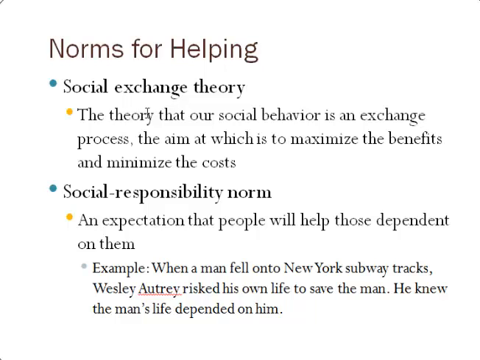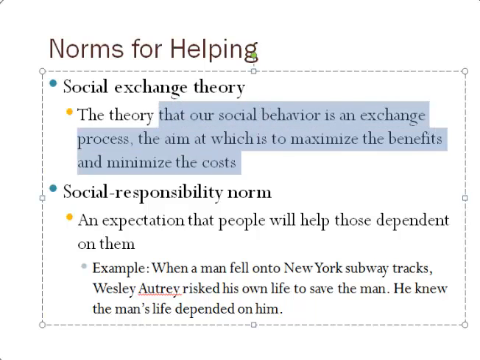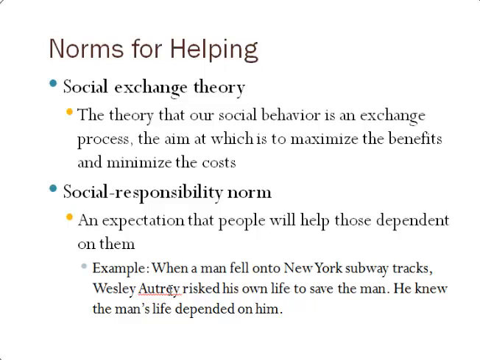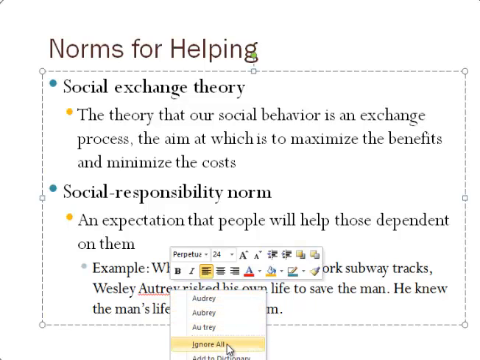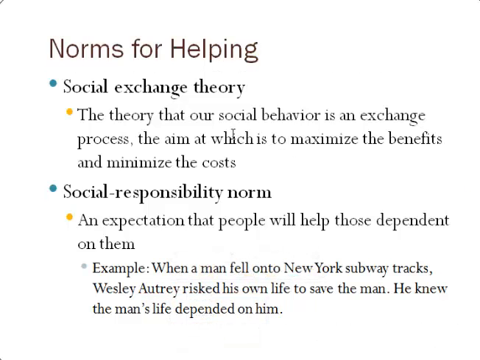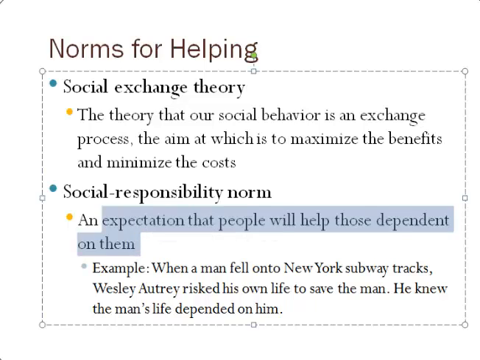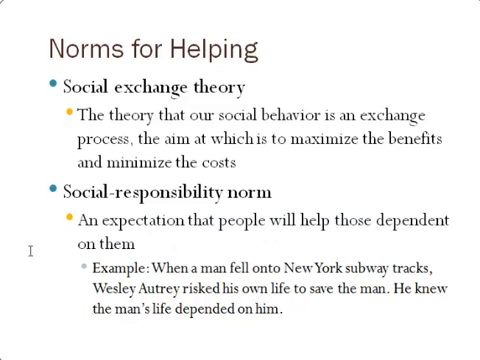Social exchange theory is the theory that our social behavior is an exchange process to maximize the benefits and minimize the costs to everybody. The idea is you help me, I help you. That's the way we work as a society. We try to help each other in order to have us all benefit from society. And the social responsibility norm is when there's an expectation that people will help people who are dependent on them.